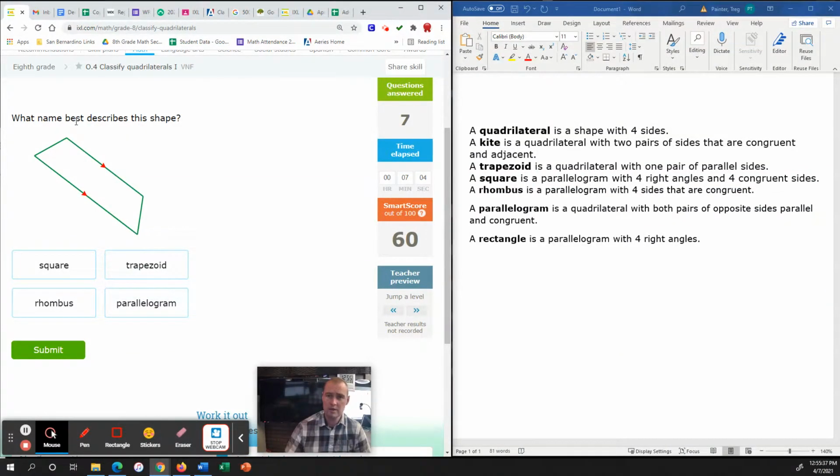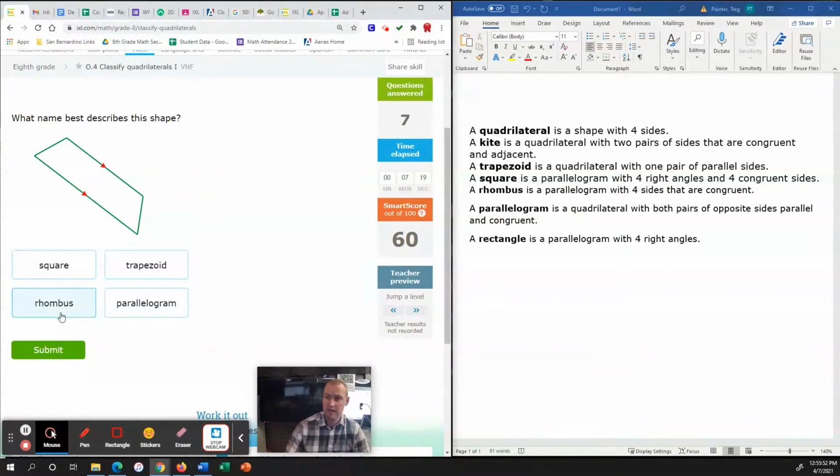All right. What name best describes this shape? Let's take a look at our options. It is not a square because they have no right angles in there. A trapezoid is a quadrilateral with one pair of parallel sides. That one looks pretty good. Let's see what else we got.